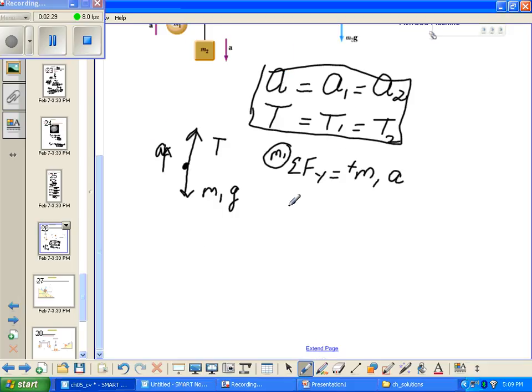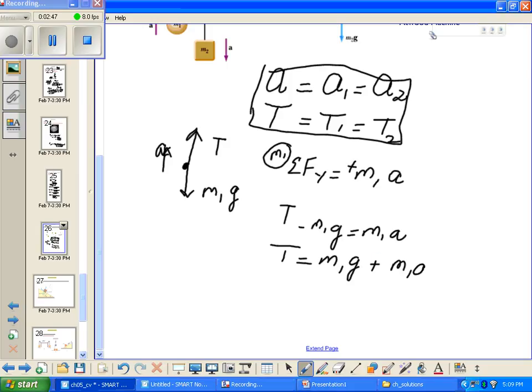Okay, so the forces are T minus M1G equals M1A. Let's go ahead and solve in terms of one of the unknown quantities, T. And so this gives us our first equation of unknowns, T equals M1G plus M1A.